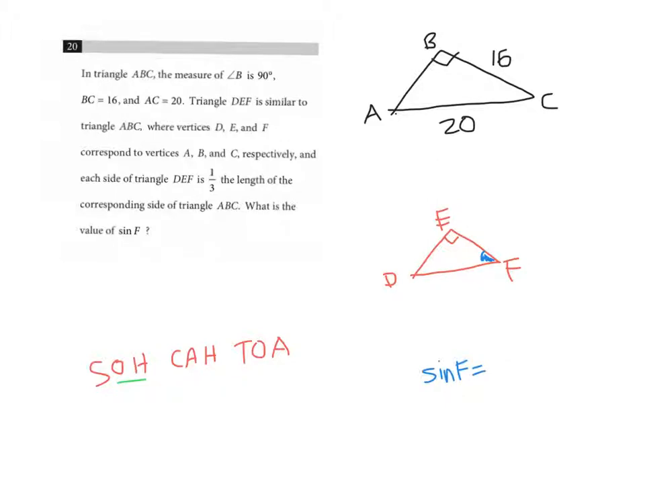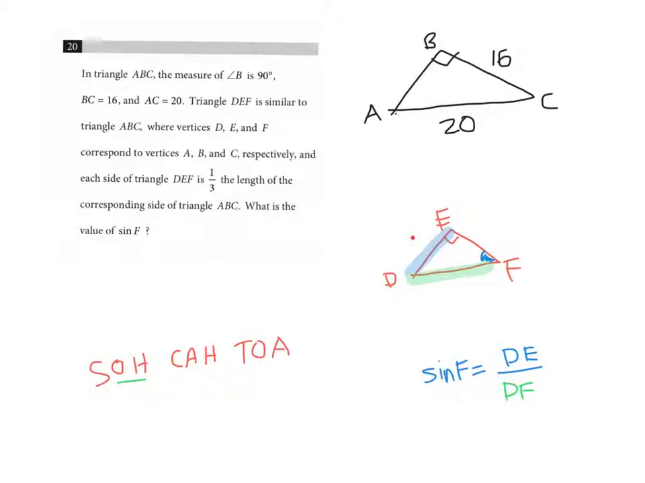I'll use color coding. It's going to be DE over DF, right? Because DE is the opposite, and the hypotenuse is the longer side that's across from the 90, so be careful with that. The hypotenuse is the longest side that's across from the 90-degree angle. That is DF. So we have DE over DF. Well, the problem is we don't have DE and we don't have DF.